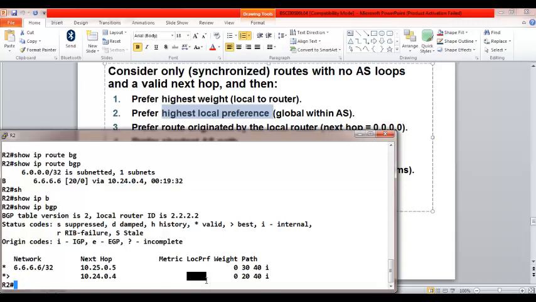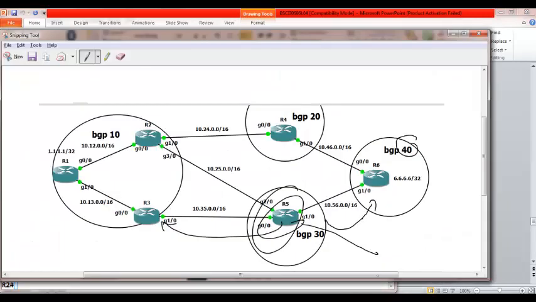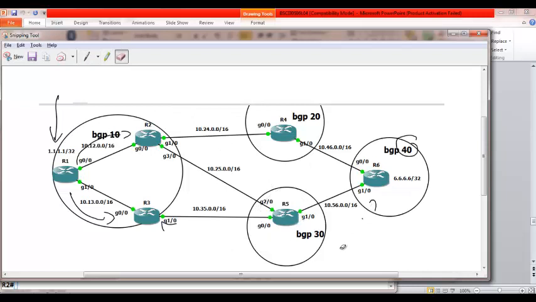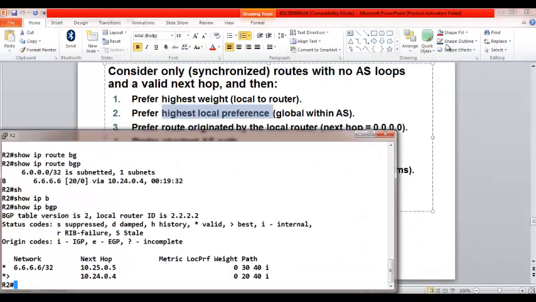If you want to understand local preference, you need to check here whether to go via this IBGP or this IBGP. You should not check here because here it is eBGP. This and this are eBGP. So that's the reason why I took this autonomous system 10 to understand local preference. Yeah, so we are on router 2. Router 2 will not use local preference to decide because it has got two eBGP neighbors.